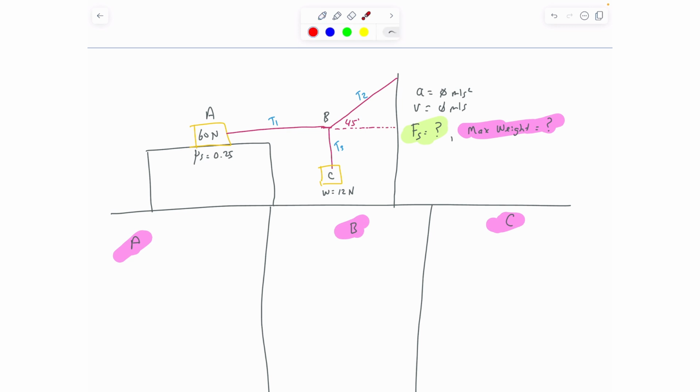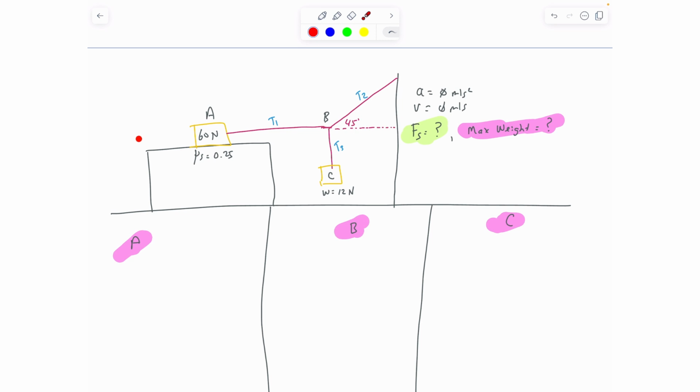And you can see that there is a 45-degree angle right here between the horizontal and T2. What we want to know is the static force due to friction right here. You can see this weight wants to pull down, which is going to cause A to go this way. If A goes this way due to this tension, then the frictional force has to be pulling in this direction. So that's what it wants to know. Fs is the force in this direction right here.